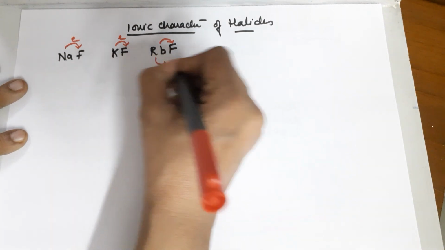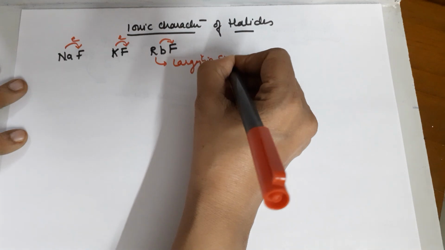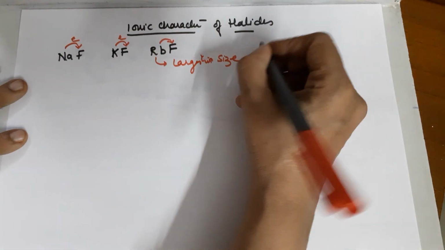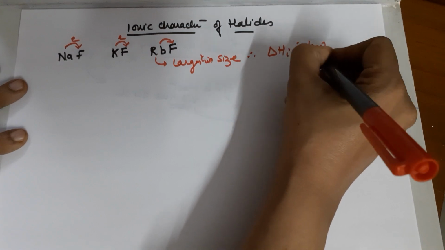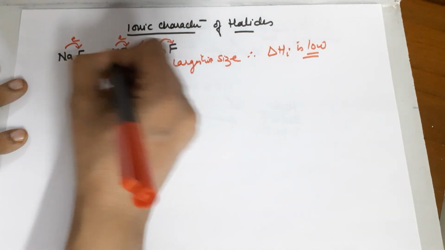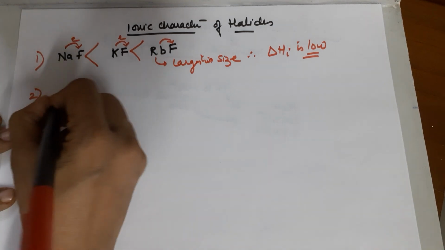Why? Because rubidium is largest in size. Since it is largest in size, therefore ionization energy is low, so the electron transfer is easy. So the ionic character of the bond is going to be like this. Let me take a second example.